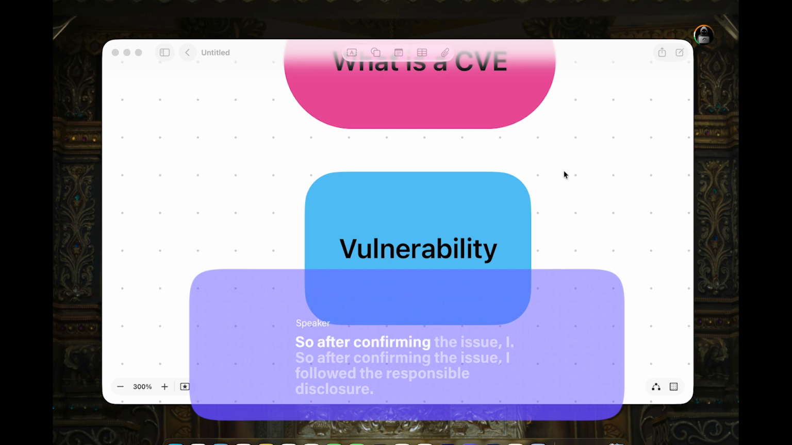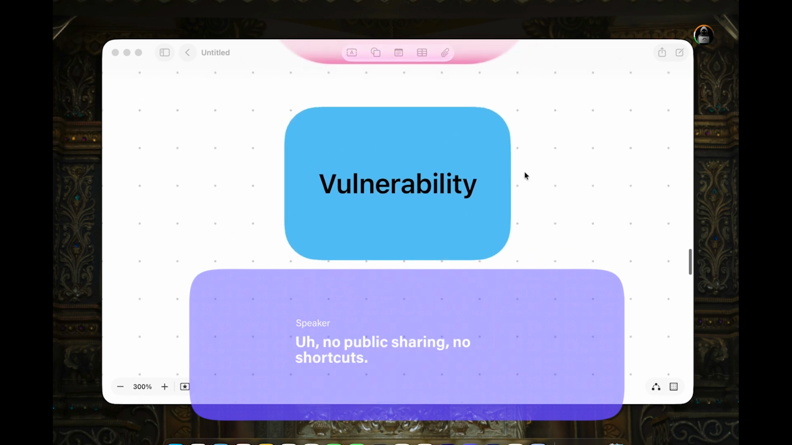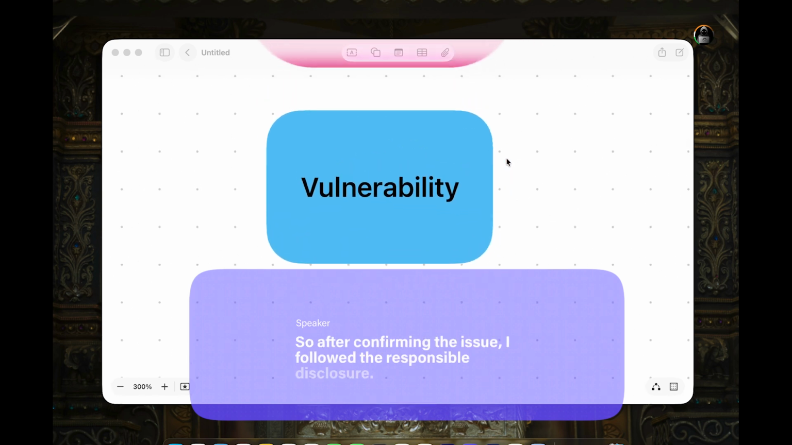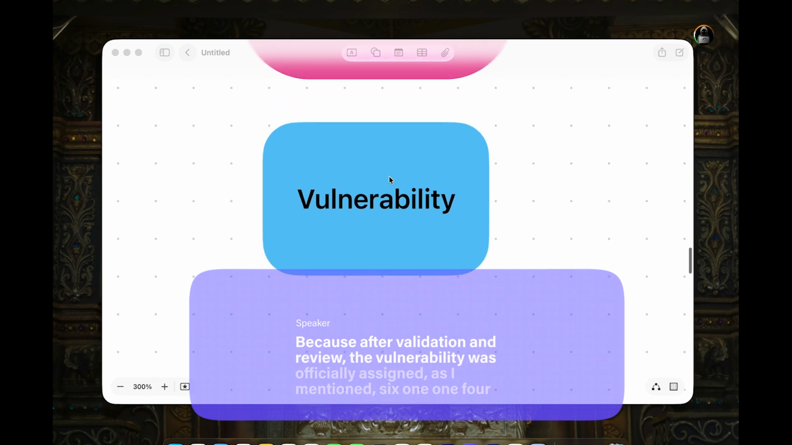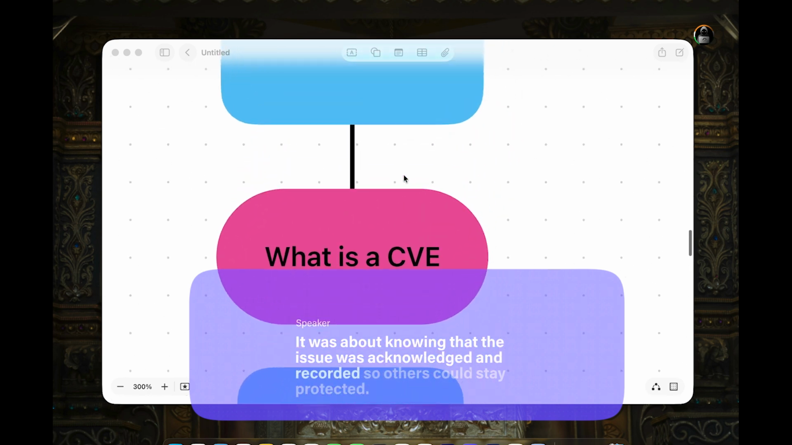After confirming the issue, I followed responsible disclosure. No public sharing, no shortcuts. The goal was to protect users first, and then give the platform time to fix the problem properly. After validation and review, the vulnerability was officially assigned, as I mentioned, CVE-2025-61148. That moment wasn't about recognition, it was about knowing that the issue was acknowledged and recorded so others could stay protected.